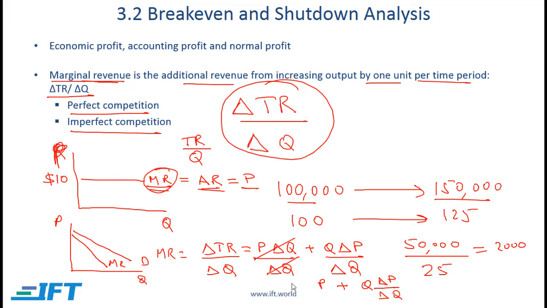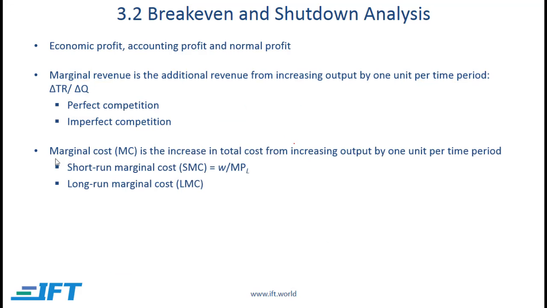In an exam setting, you might be given the price, you might be given quantity and this ratio, and you can then calculate the marginal revenue. Next, we talk about the concept of marginal cost. Marginal cost is the increase in total cost from increasing output by 1 unit per time period. Here you need to understand the distinction between short-run marginal cost and long-run marginal cost. In the short run, we generally say that most factors of production are fixed and the only factor of production that is variable is labor.